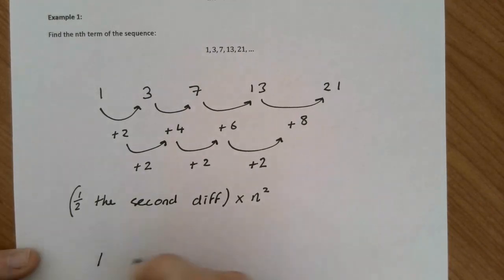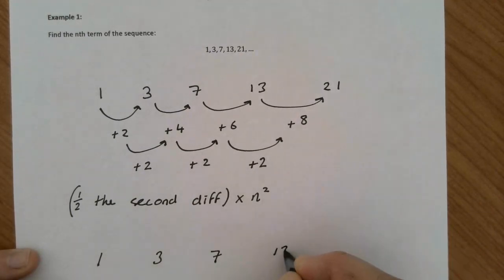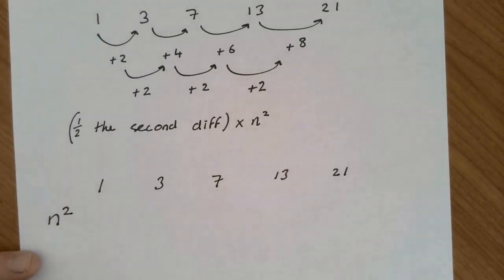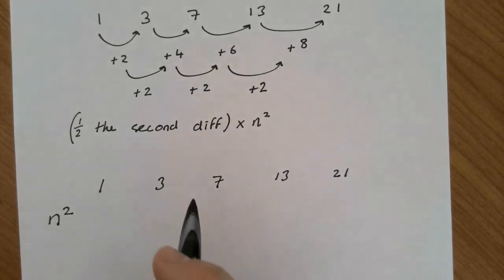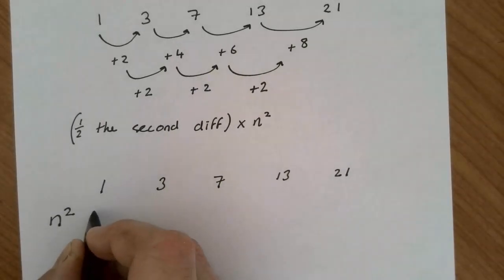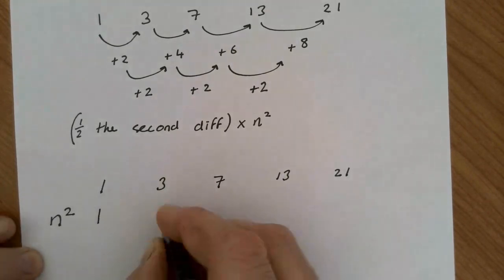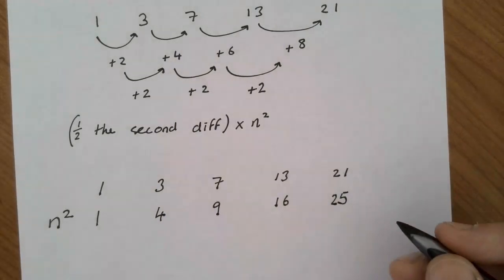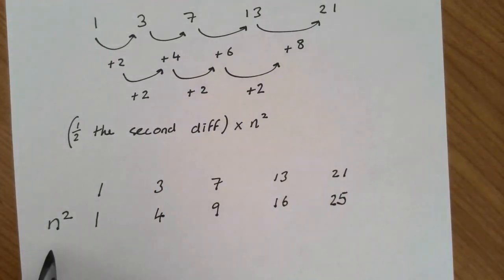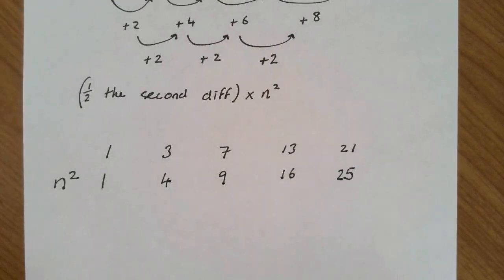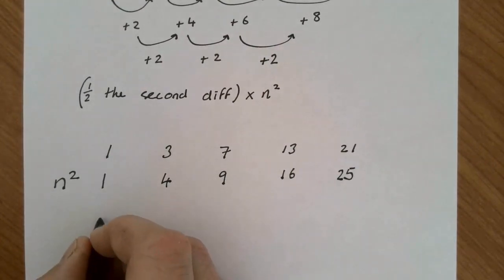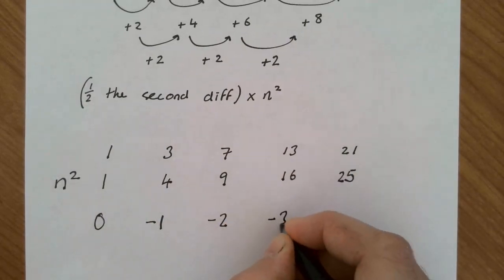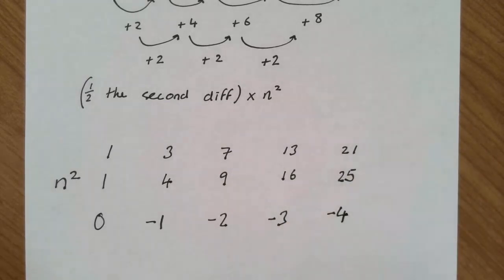So what we do is we write out our sequence again, 1, 3, 7, 13, 21. And we write out n squared. That's the start of our sequence. And so what we do is we write out n squared, which is 1, 4, 9, 16, 25, and we take that away from our sequence. So 1 minus 1 is 0, 3 minus 4 is minus 1, 7 minus 9 is minus 2, 13 minus 16 is minus 3, and 21 minus 25 is minus 4.